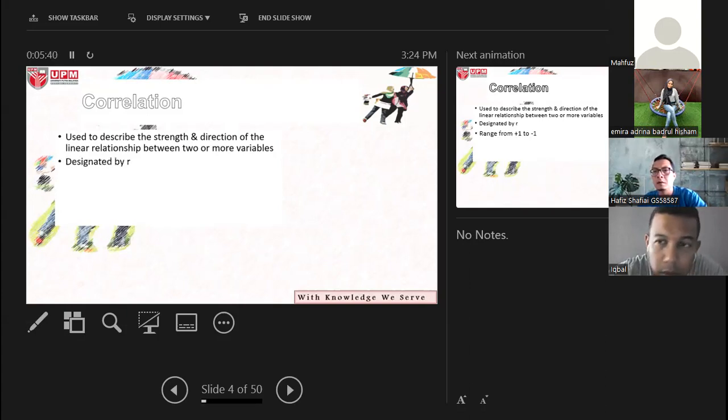Okay. So the correlation is designated by small r. The range of r values is from +1 to -1. Which is the smallest correlation? What is the value of the smallest correlation?